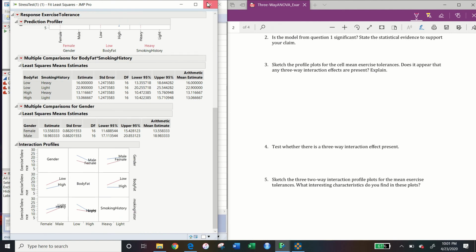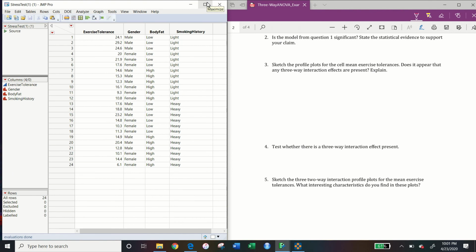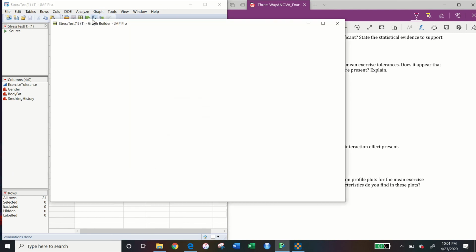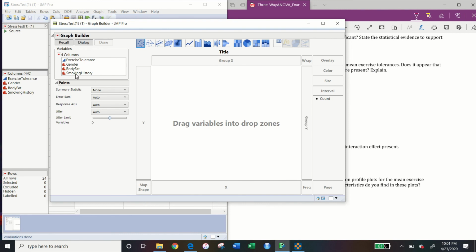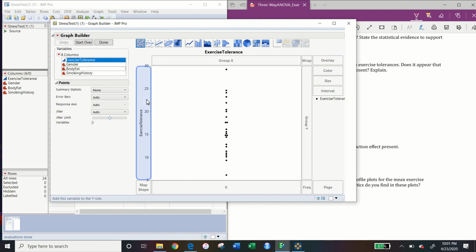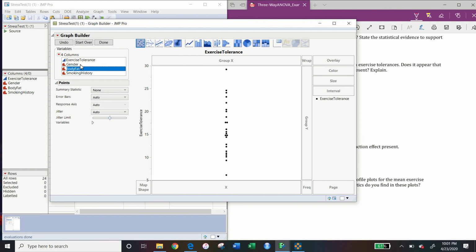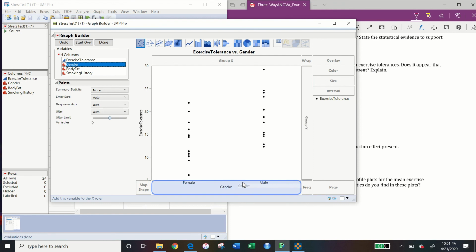Another way to look at our interaction plots, and something else that's going to be asked in the three-way ANOVA example, will be asking you to use the graph builder function. So if you go to graph builder, we can use our predictors and response to create these profile plots or interaction plots. So by dragging our exercise tolerance to the Y, we can drag and drop gender, body fat, smoking history where we need to put it. So you're always going to want to put one of these predictors on your x-axis. So in this case, I'm going to do gender.